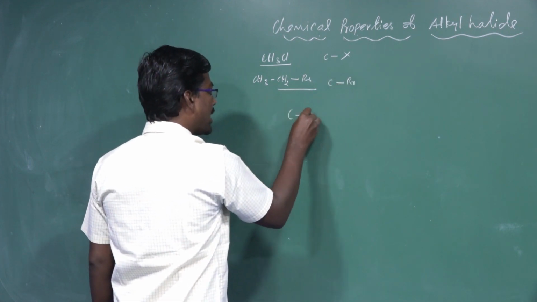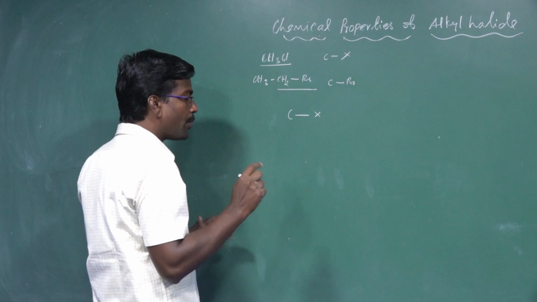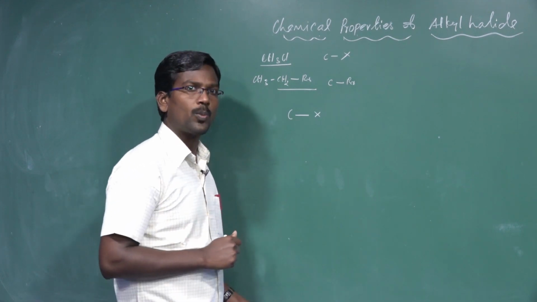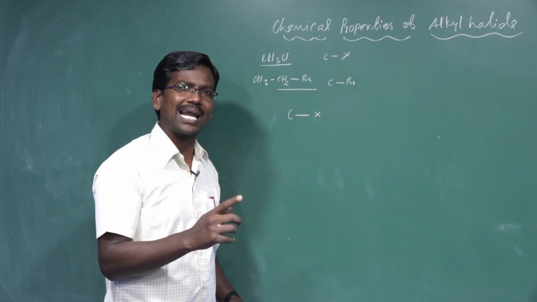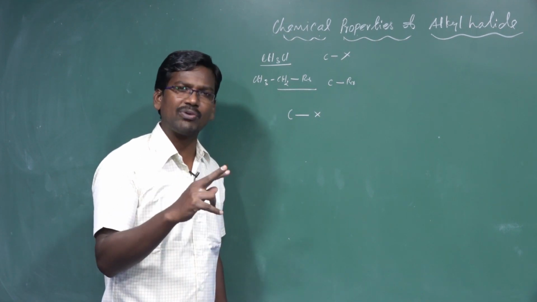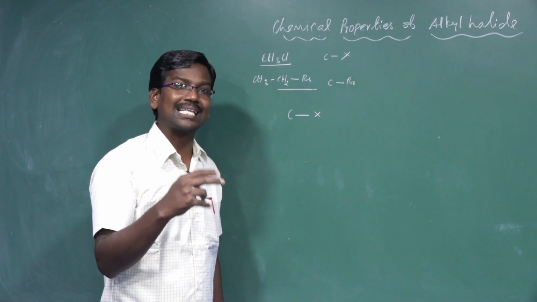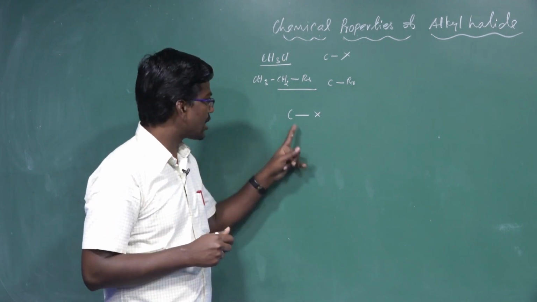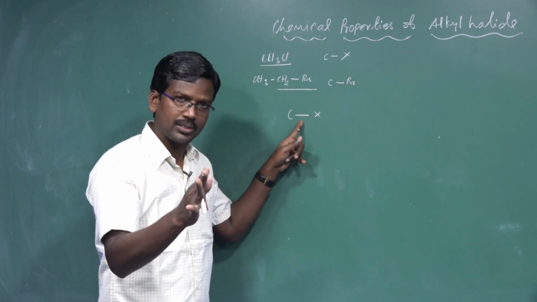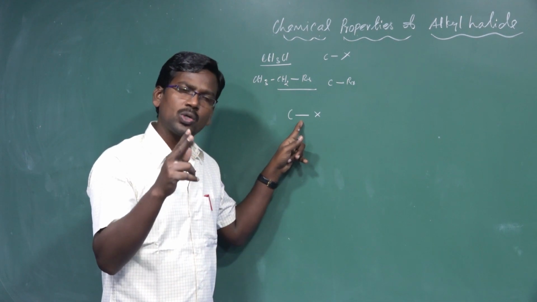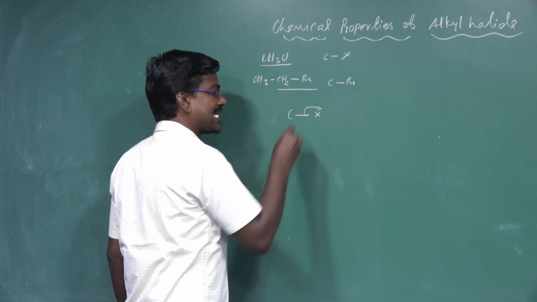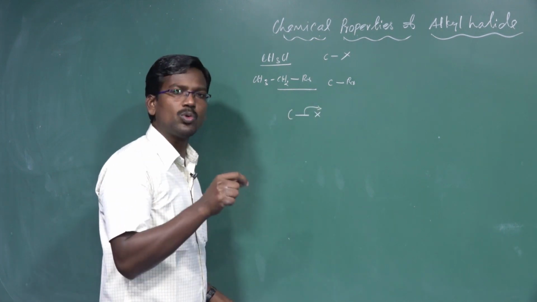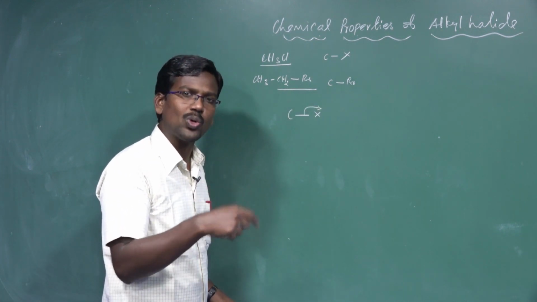The carbon-halogen bonds are more polar because the electronegativity difference between carbon and halogen is higher. That is why the carbon-halogen bond breaks. The bond contains a total of how many electrons? 2 electrons. Both electrons move towards the more electronegative halogen side.